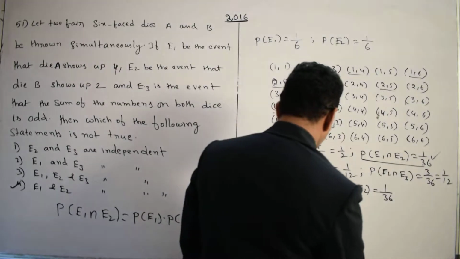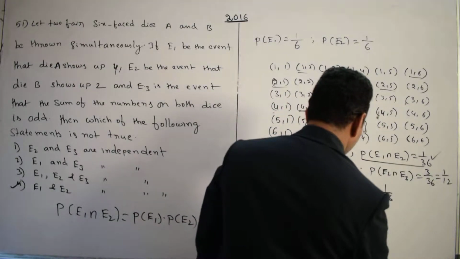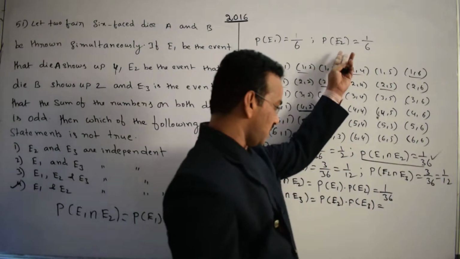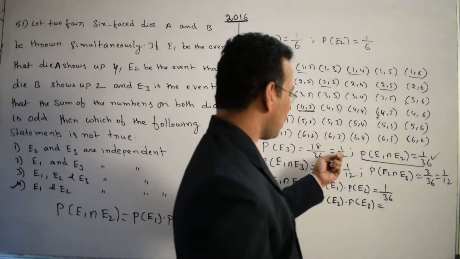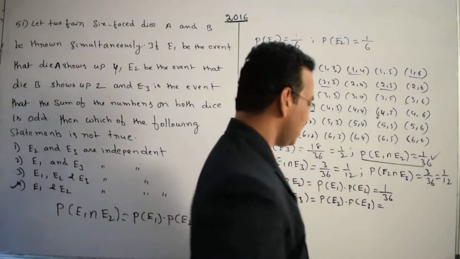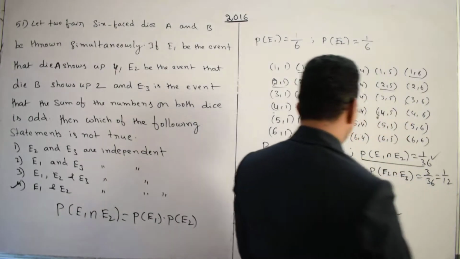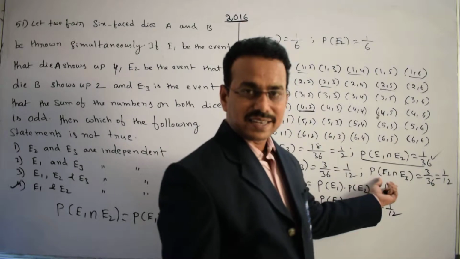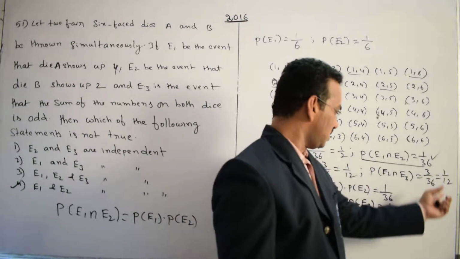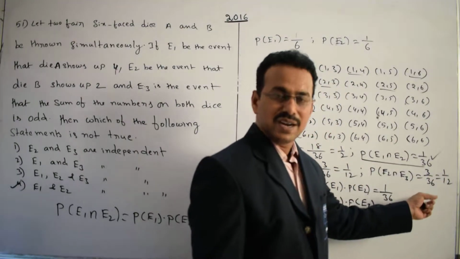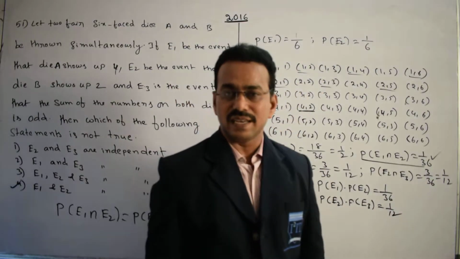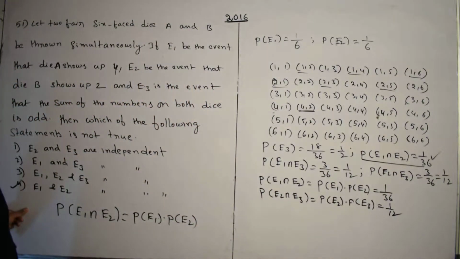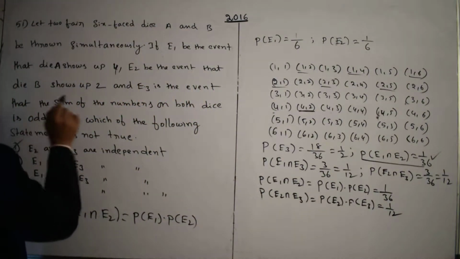Next we will cross check probability of E2 intersection E3, which is equal to probability of E2 into probability of E3. What is the probability of E2? 1 by 6. What is the probability of E3? 1 by 2. 1 by 6 into 1 by 2 is 1 by 12. We already calculated probability of E2 intersection E3 as 1 by 12. So 1 by 12 equals 1 by 12. Clearly we can conclude the events E2 and E3 are independent. So the statement here, E2 and E3 are independent, the first one, is also correct.